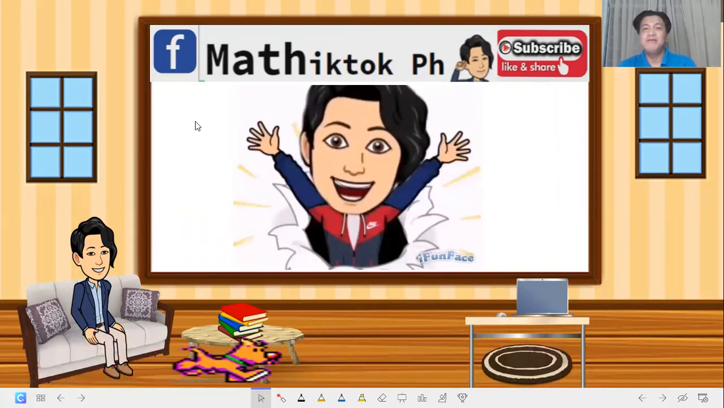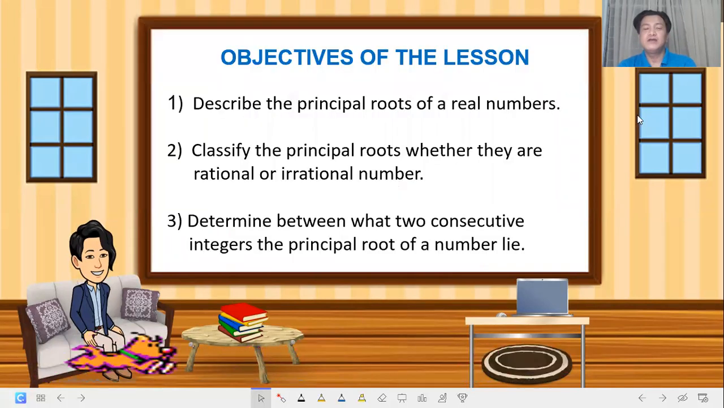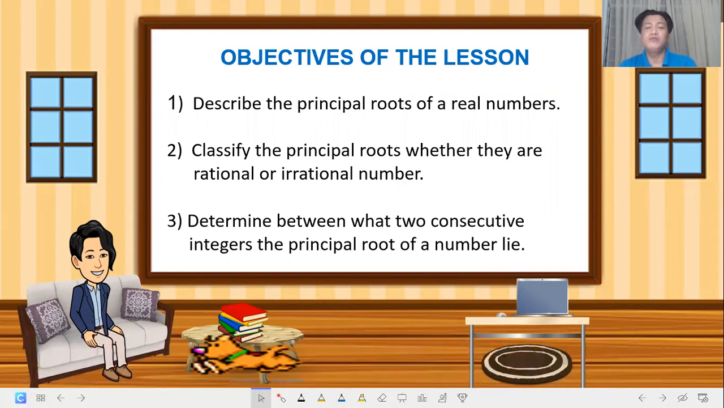Hello students, happy learning. With that, our objectives of the lesson: first, describe the principal roots of a real number. Second, classify the principal roots whether they are rational or irrational numbers. And last, determine between what two consecutive integers the principal root of a number lies. So ito po yung kailangan natin matutunan or ma-master.